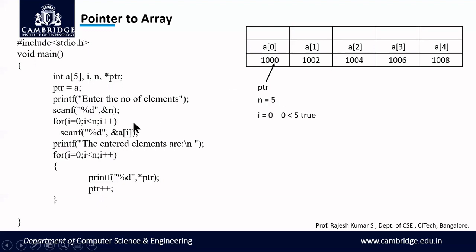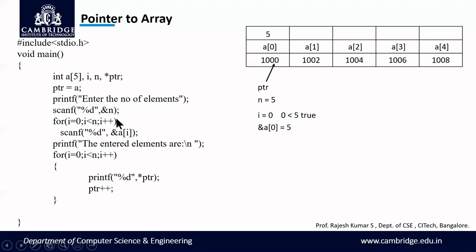So once again, for i equal to 0, 0 is less than 5, the condition is true. When the condition is true, I come inside the for loop. Here we are using scanf in order to store the first value, depending upon the i value. Initially the i value will be 0, so at the location e of 0, I'm storing 5. You can observe that 5 gets updated here.